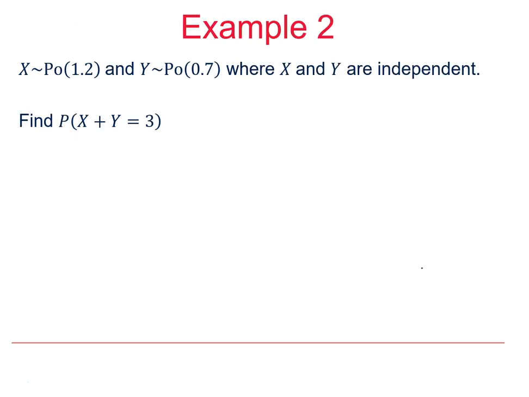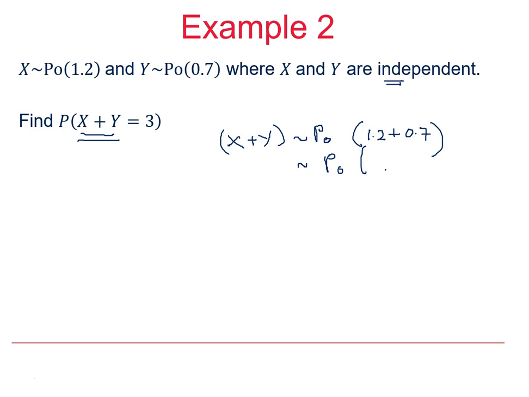So if we have a look at a little example here, we have 2 Poisson variables. They're independent. We want to work out the probability that x plus y equals 3. So first of all, we know that the distribution of x plus y is also Poisson, and we know that the parameter is the sum of the 2 previous parameters.